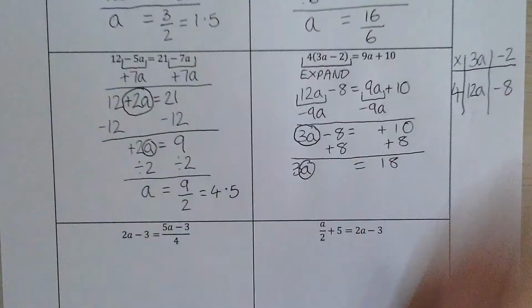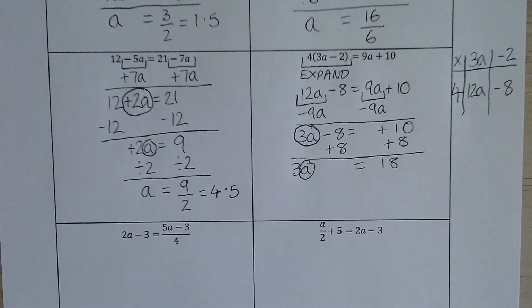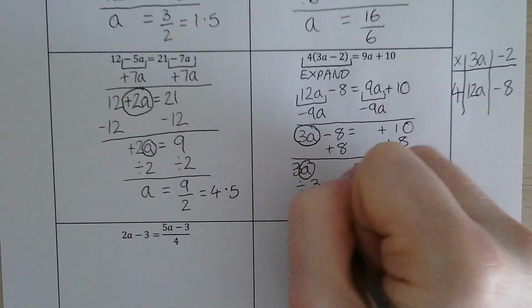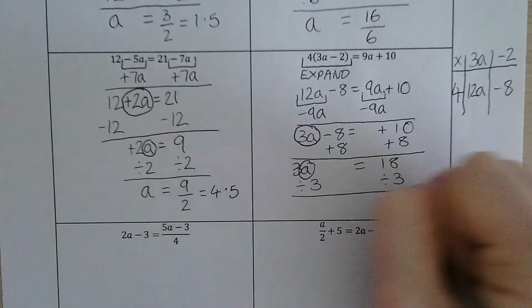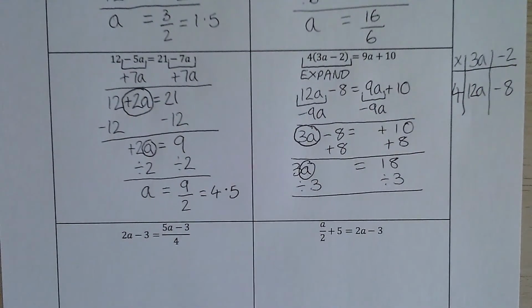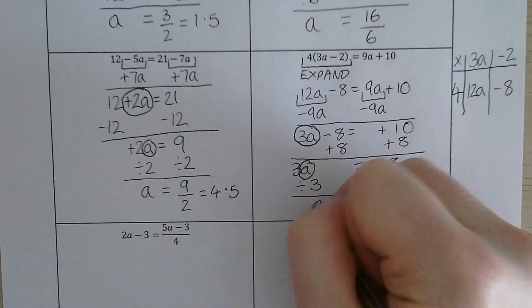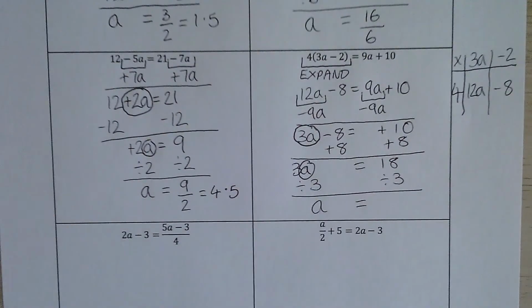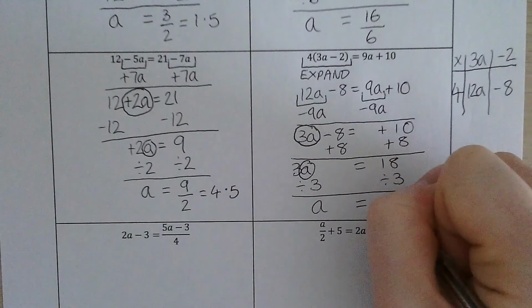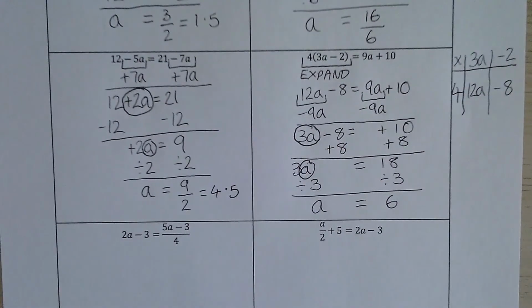Then we isolate the variable. So we divide both sides by 3. 3a divided by 3 equals a. The equal sign drops down, and 18 divided by 3 equals 6. So our final answer for this question is a equals 6.